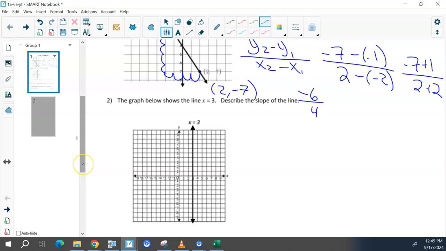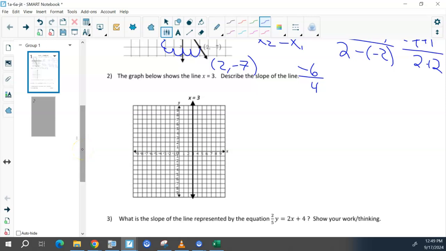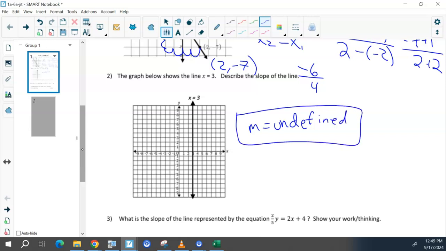Number 2, it shows you this line x equals 3, and it wants you to describe the slope. Whether you remember your Hoy-Bucks, horizontal lines have 0 slope and are y equals, and vertical lines have undefined slope and are x equals. Because this is an x equals, the slope is undefined. You could have also counted. We have a rise, but we don't have a run, so there'd be some number over 0, and then we get an error. So that would have also told us undefined.